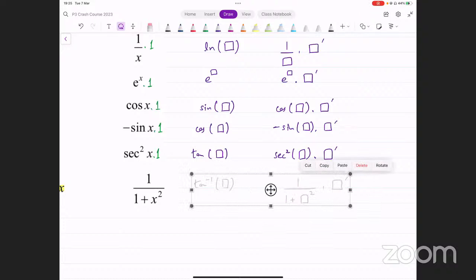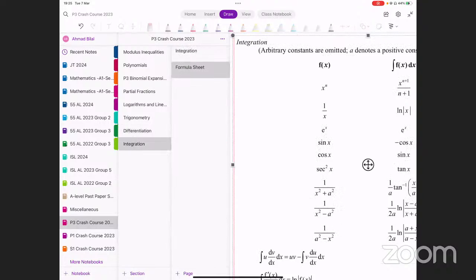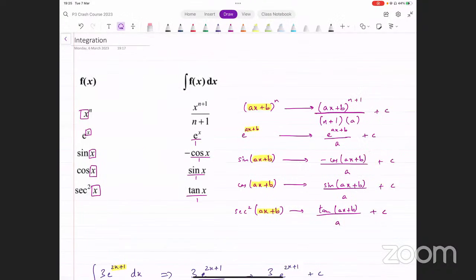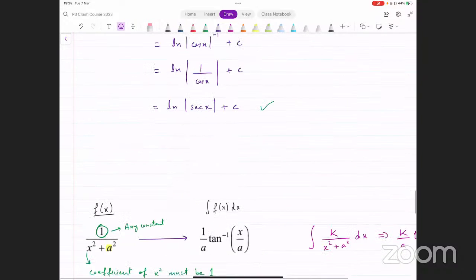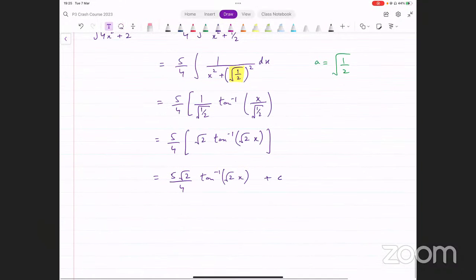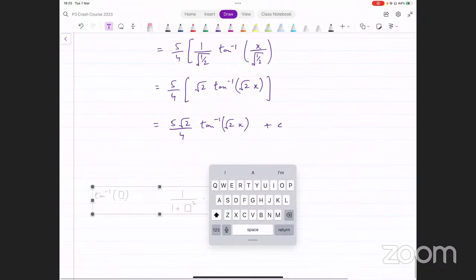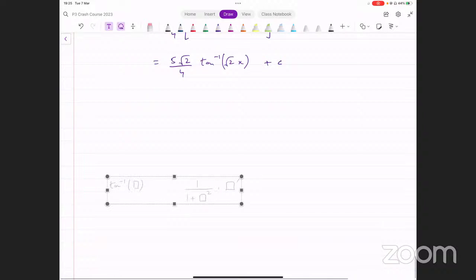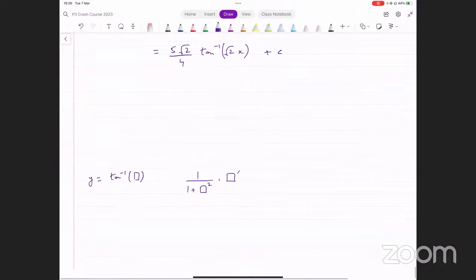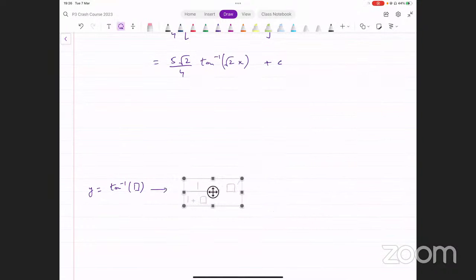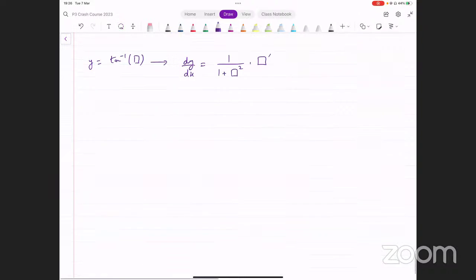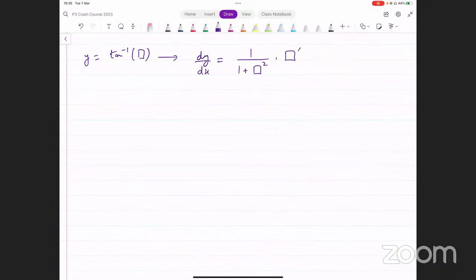What we could do is use this idea that we did in differentiation earlier. This is the rule that we did in differentiation: if you have y equals tan inverse of something, then dy over dx is going to be 1 over 1 plus the square of that thing, and then you multiply by the derivative of that.